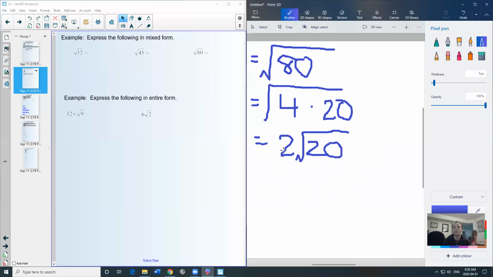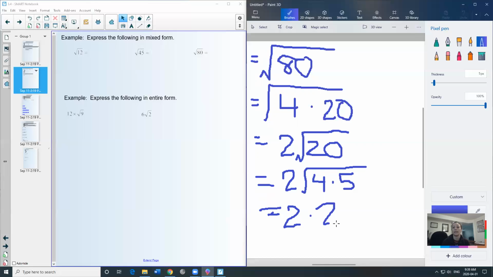Now, the square root of 20, I can take the square root of that by breaking it up again, so I can simplify that further. I can break the number 20 up into 4 and 5. The square root of 4 is 2, so I can bring that outside now. And I can't take the square root of 5, so it stays under the radical symbol. Now you just simplify and combine your 2 coefficients. 2 times 2 is 4, okay? And you are left with 4 root 5, okay?